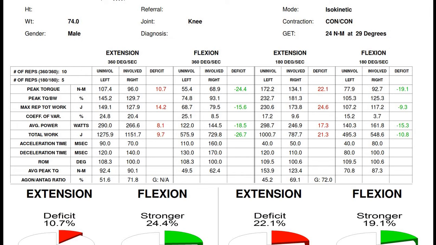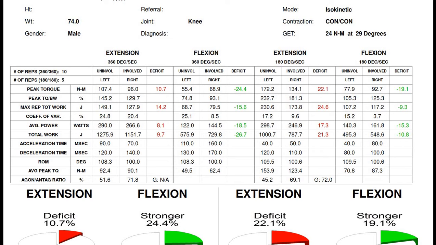Max rep total work. So we have covered work and power in the previous sections, and my thoughts on those measurements being in there. Essentially, as we said, work and power are directly correlated. If work goes up, power will go up. The values won't be the same, but the relative increase or decrease will be. And so there's no point. You might as well just show one or the other. There's no benefit from showing two.